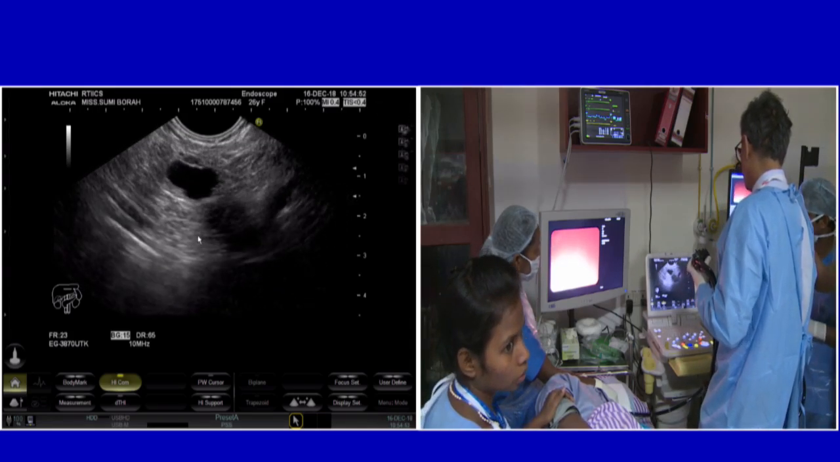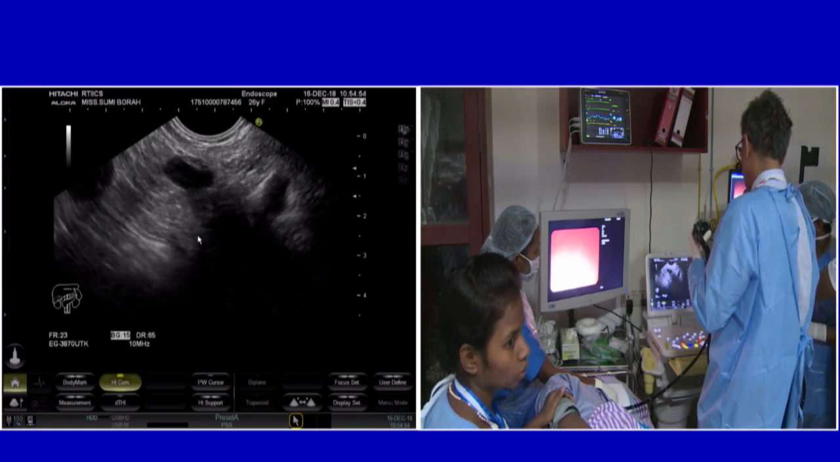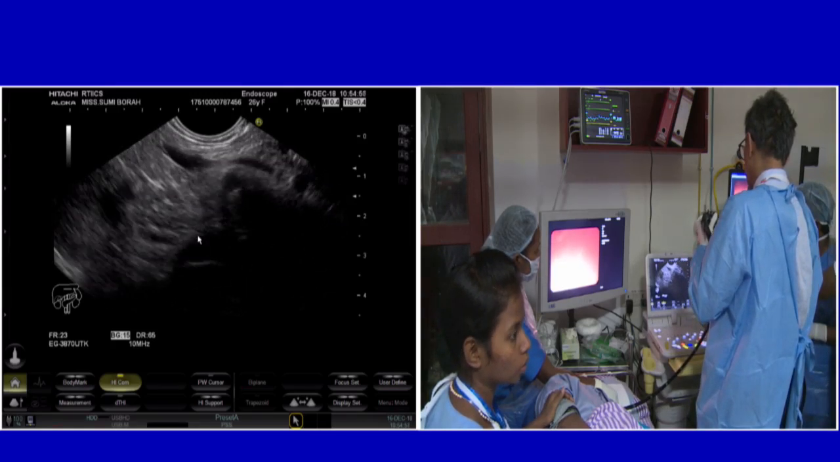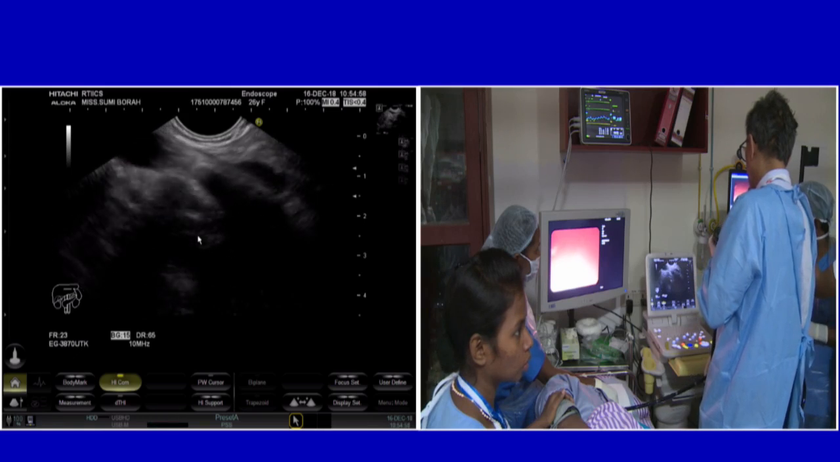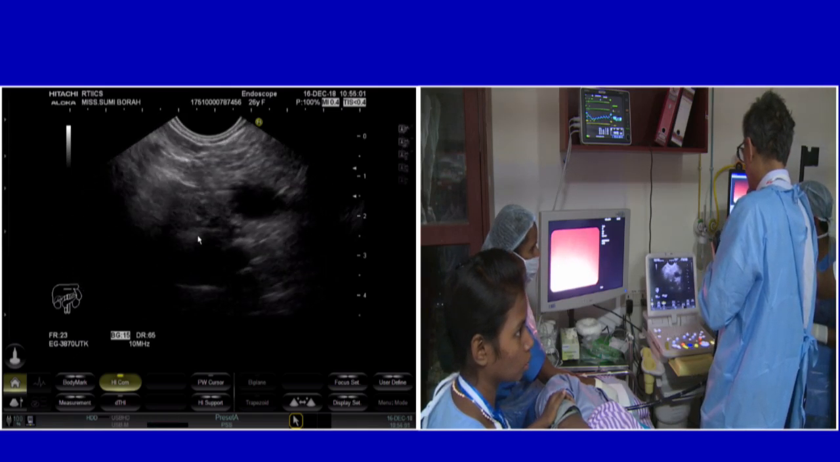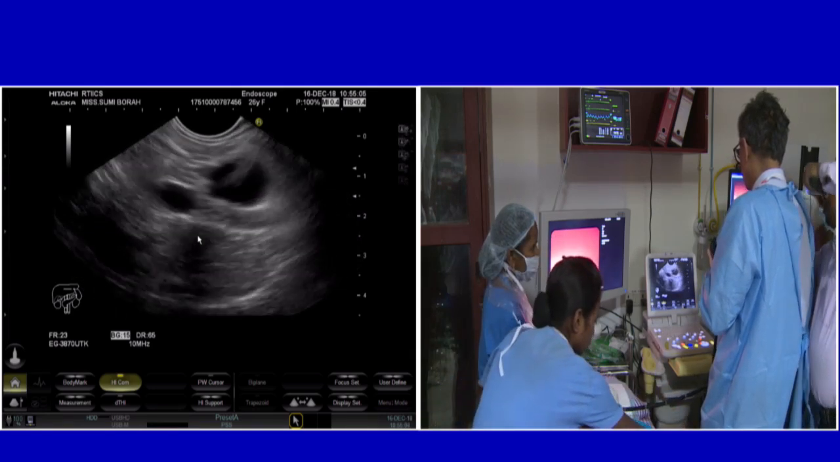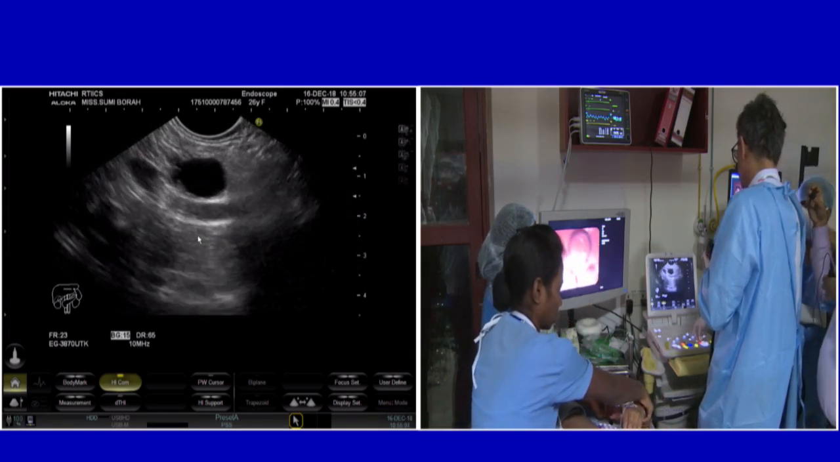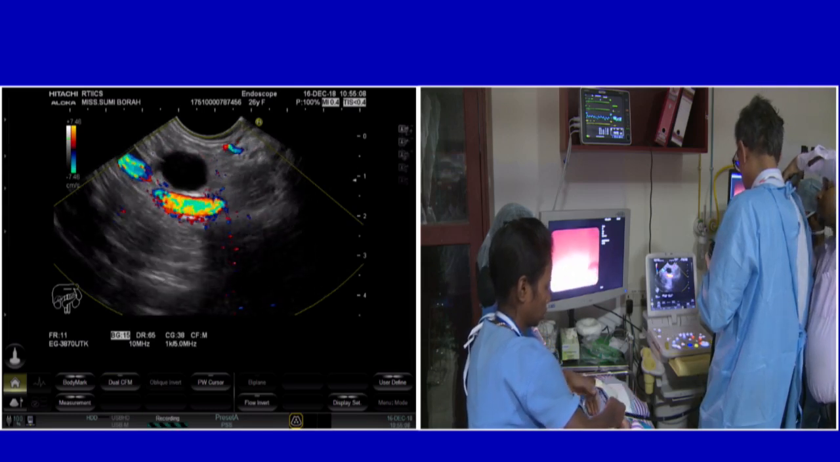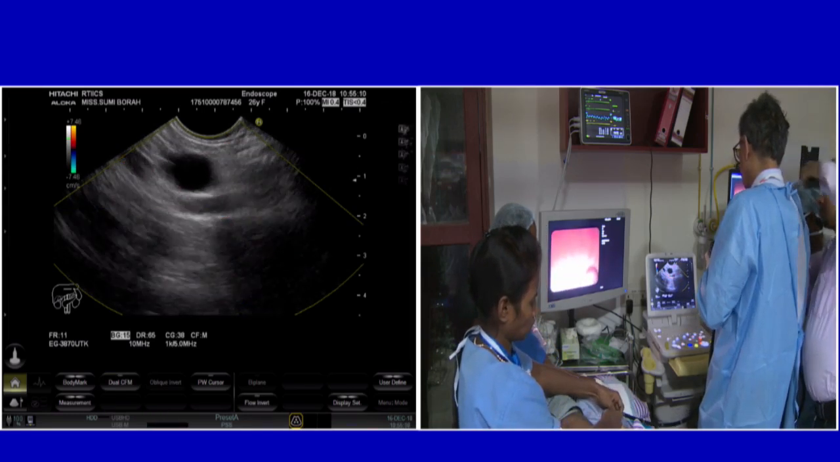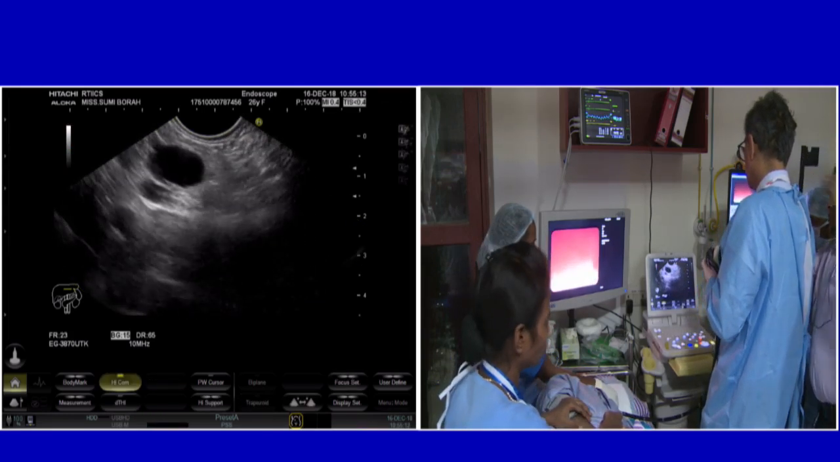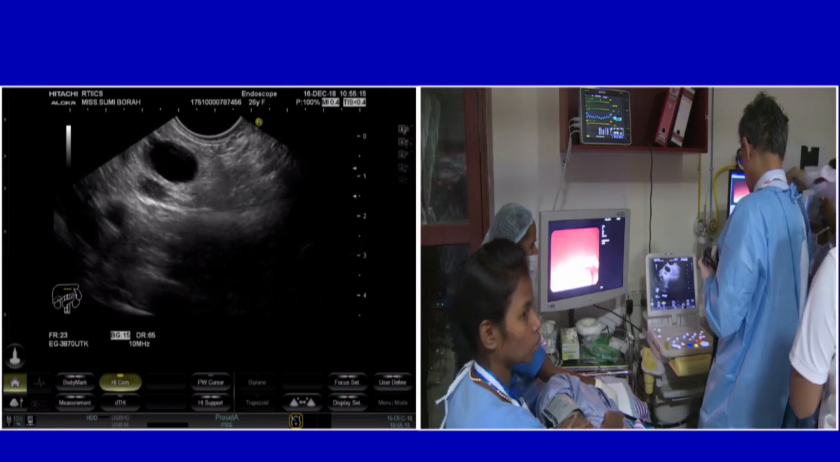So now I have to try and turn clockwise, and as I said, I rotated it clockwise, and now I am trying to see the tail of the pancreas, and in the tail of the pancreas is another cyst. This cyst has got a more well-defined.